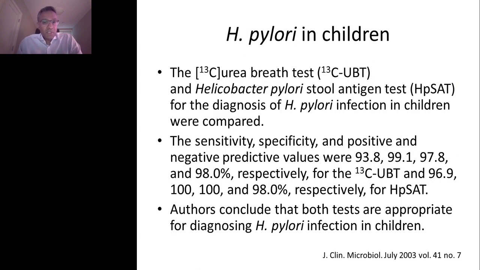One note about children, this publication in 2003 compared the urea breath test with the stool antigen test for the diagnosis of H. pylori in children. And their conclusion was essentially that the sensitivity and the specificity, as well as the positive and negative predictive values, were identical, essentially, or similar between the urea breath test and the stool antigen test. The authors conclude that both tests are appropriate for diagnosing H. pylori infection in children. However, as noted, with children under 6 years of age, compliance with the urea breath test is not possible.